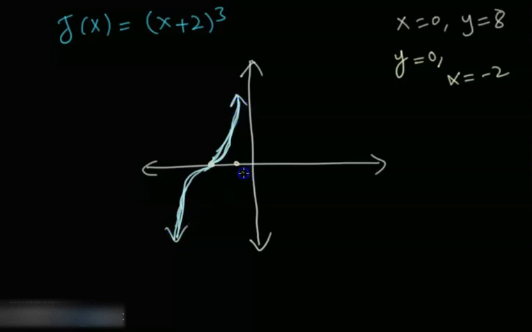So this is the cubic function shifted 2 units to the left. Y, x, x bar, y bar. This is just an idea. I know it's not that good a sketch, but let's take it on to Desmos.